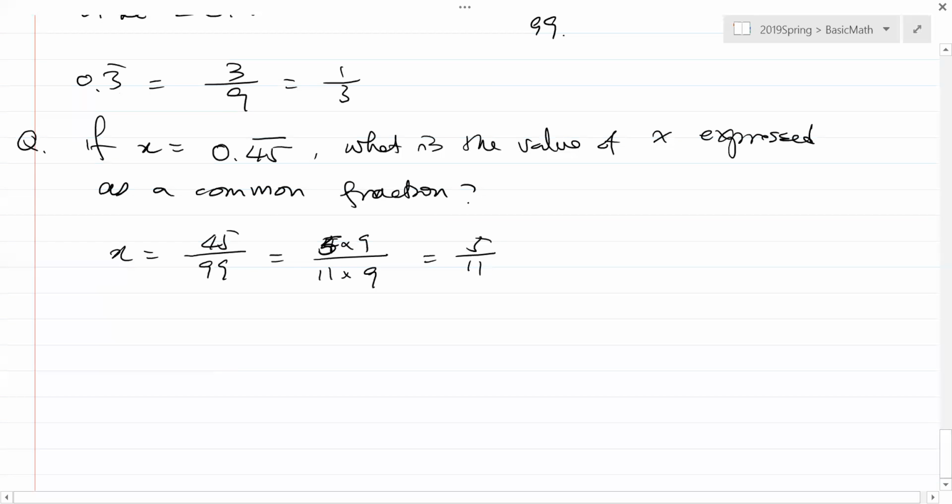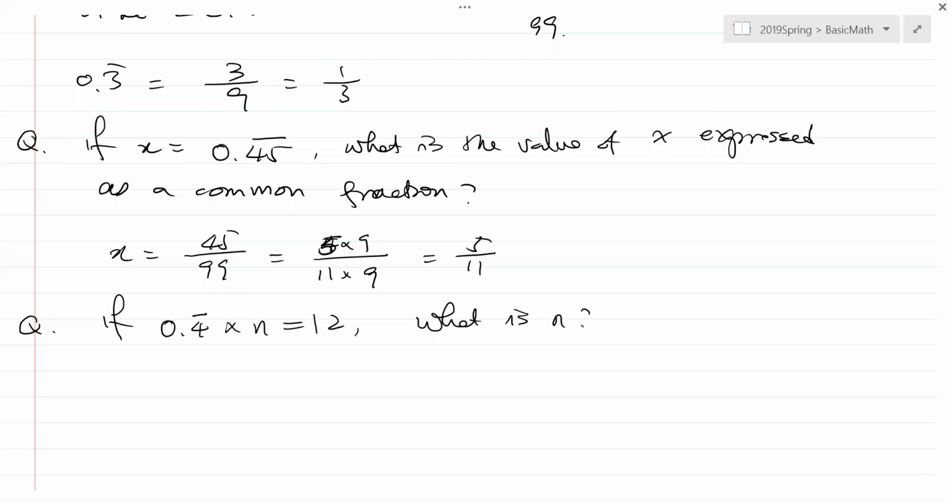All right, so now I'm trying to find another problem. All right, so here's another problem. If 0.4 times n equals 12, what is n? That's a quick problem, right? Then I'm going to ask you to work on another one.